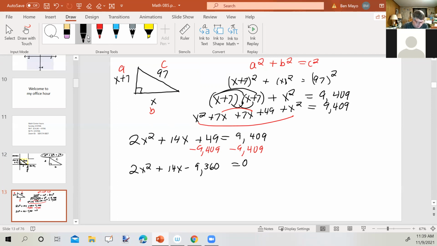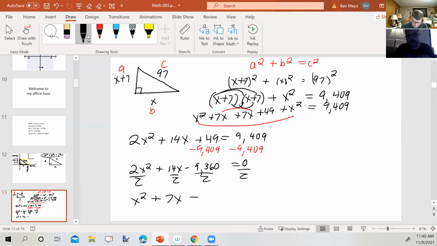I think that's correct. Let me check my math here. 49 minus 9,409. Yes, 9,360. Okay, I can reduce this down by dividing everything by 2. So I get x squared plus 7x minus, let's see here, 9,360 divided by 2 is 4,680 equals 0. I'm going to use the quadratic formula to solve this.